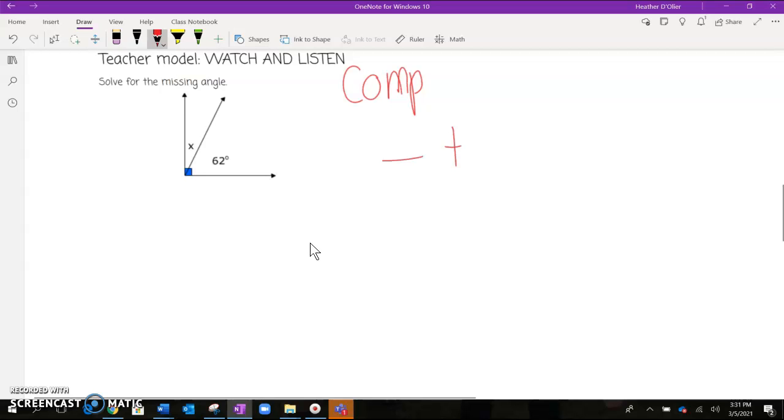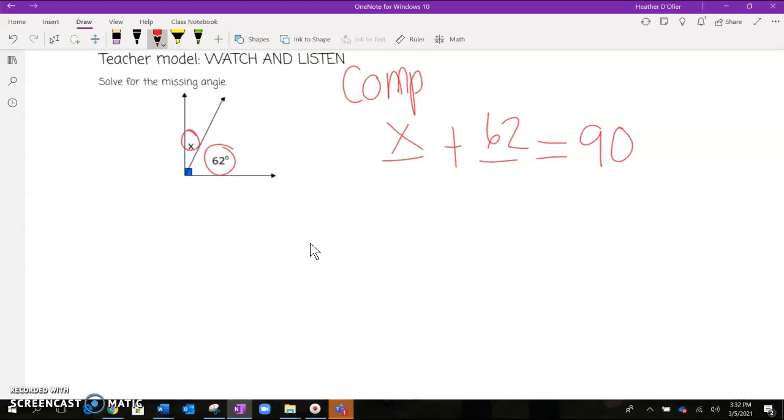So something plus something equals 90. All right, well, I take it straight from the problem. So I have this angle and this angle. They add up to give me that 90. So x plus 62 equals 90.